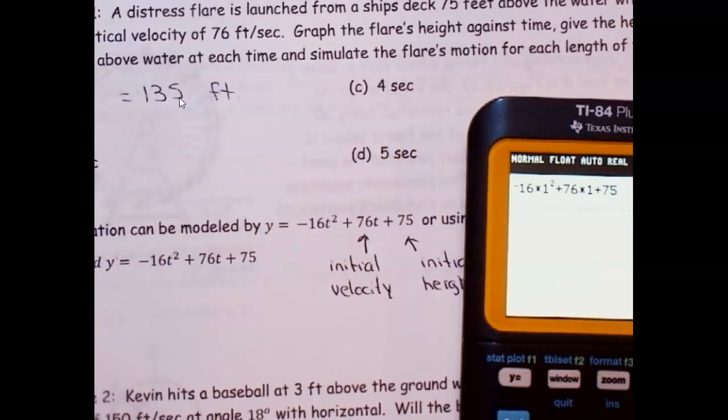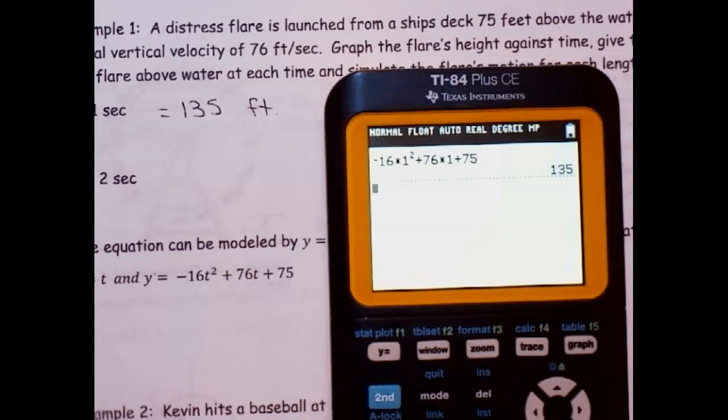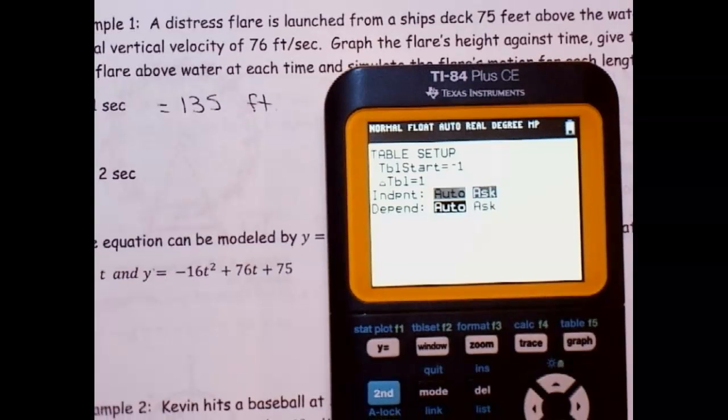The second way is we could go and look at our table. Let me zoom back out. Actually, let's leave it since we're zoomed in on that. So I'm going to go into my table, and I want to make sure it's on. I can either do auto or ask. Let's just leave it on auto.